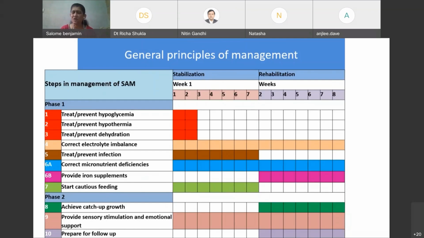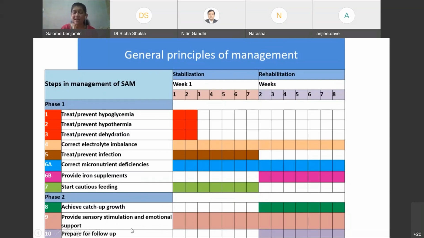You can download it from the WHO UNICEF website and keep it in mind right from identification to the different phases of management. Then the 8th step is to achieve catch-up growth. Then there is providing sensory stimulation and emotional support as the 9th step. And then you will prepare once the child starts taking feeds. Both phases have sensory stimulation and tender loving care.